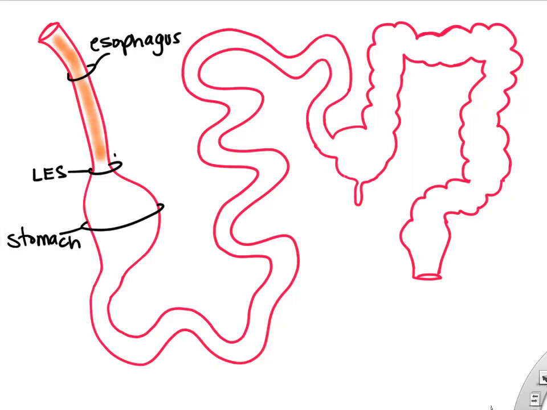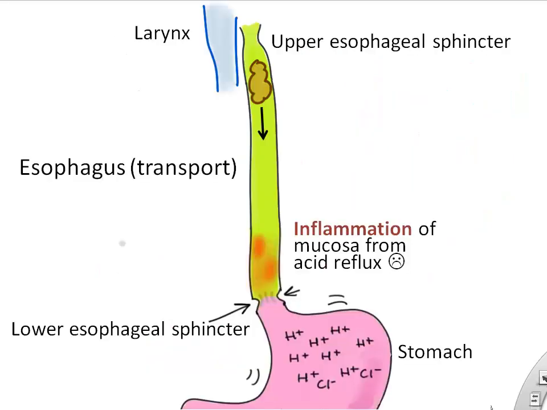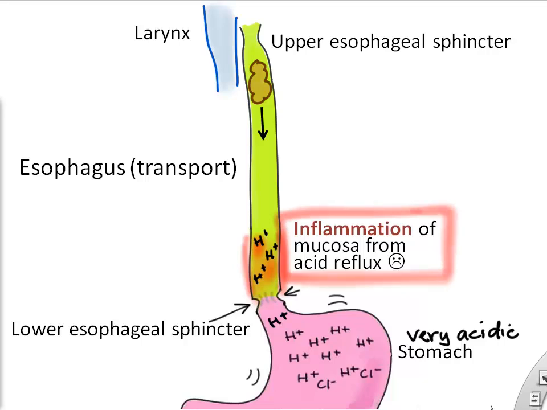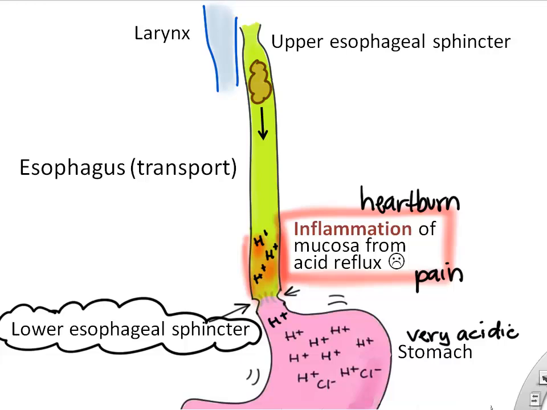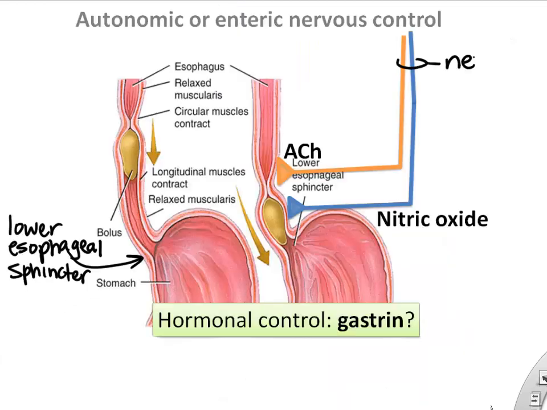One of the things that it must pass through to get into the stomach is the lower esophageal sphincter, or LES. So that lower esophageal sphincter must relax in order for the food to get into your stomach. One of the things that might happen is if any of that stomach acid makes it through that sphincter and into your esophagus, you can start to get inflammation and pain and heartburn in your esophagus.